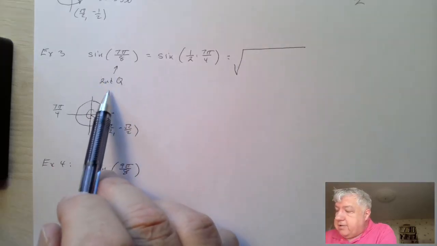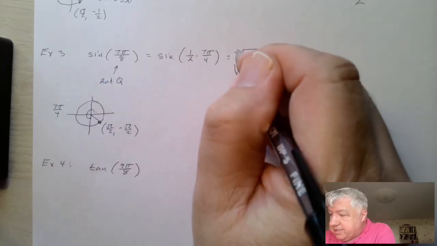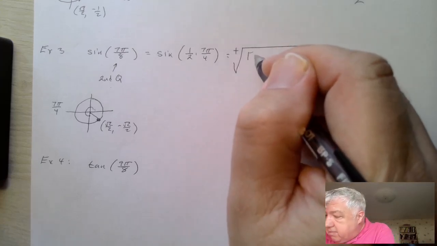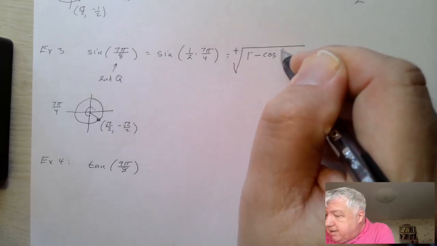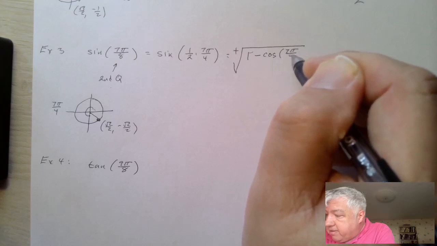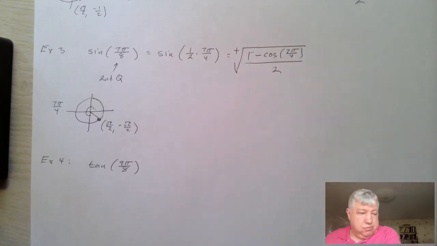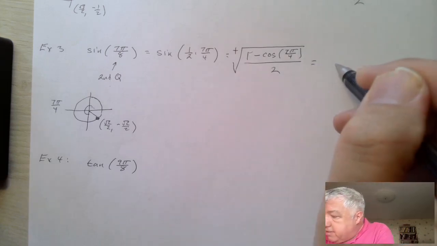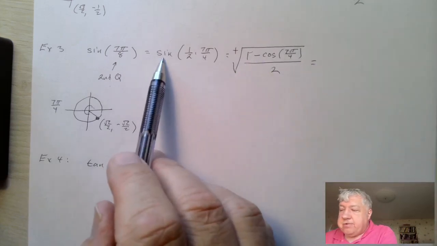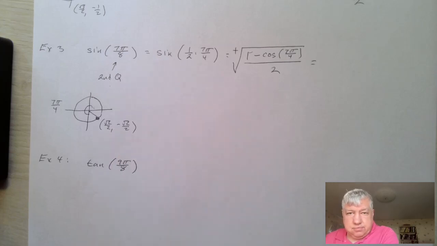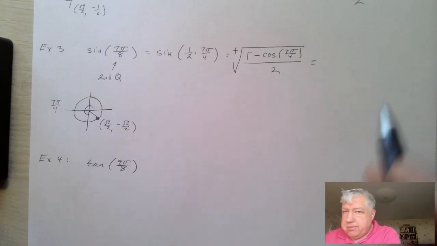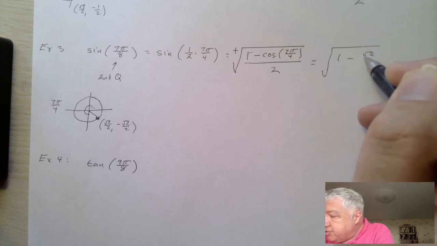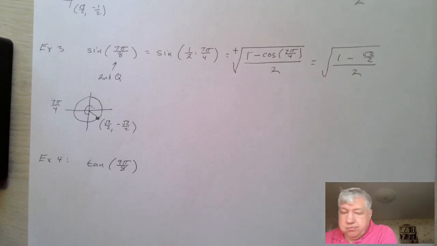Okay, so now this is going to be the sine, we're in the second quadrant, this will be positive. Okay, so this will be 1 minus the cosine of 7 pi over 4 over 2. And then the minus comes from the fact that we're taking sine of half an angle, using that angle. And so this will be the square root of 1 minus square root 2 over 2, over 2.